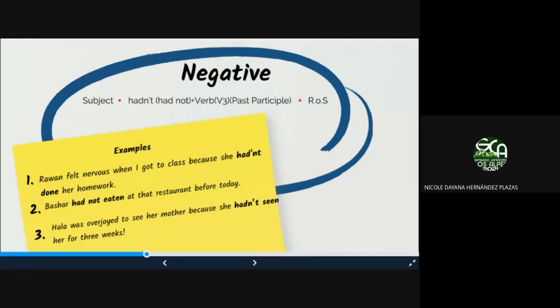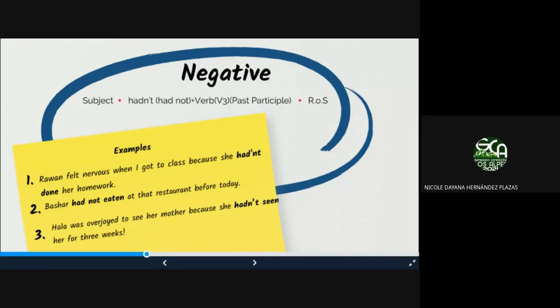Go ahead. Tell me, sorry. Can you please help me reading, baby, these three examples you have here? Oh yes. Rawan felt nervous when she got to class because she hadn't done the homework, and Bashar had not eaten at that restaurant before today, and Hala was overjoyed to see her mother because she hadn't seen her for 3 weeks. That's it.